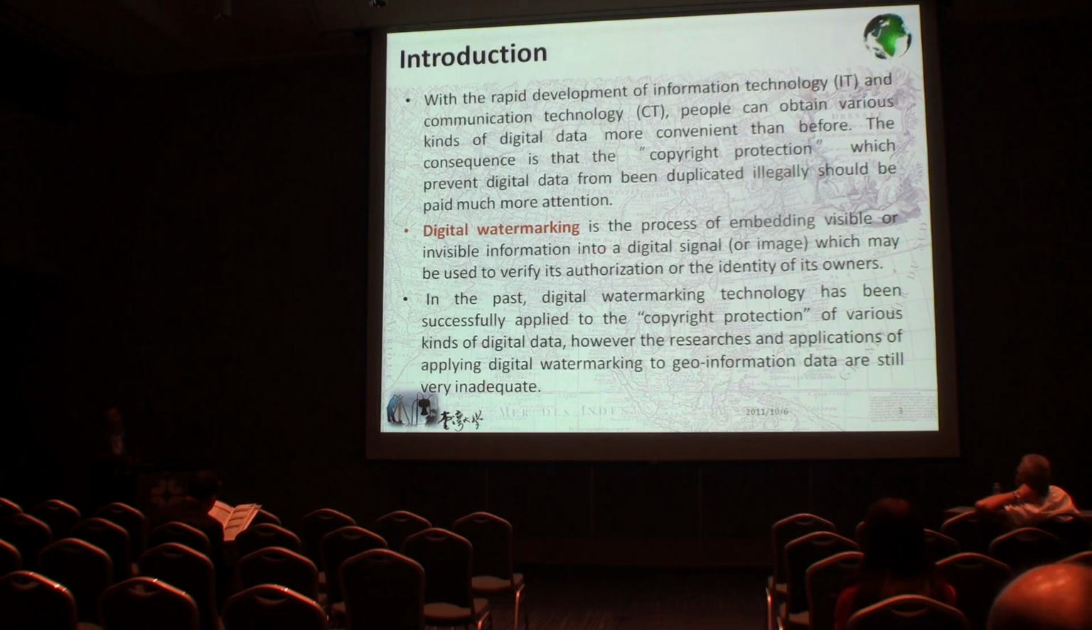And in this study, we are focused on photogrammetry images. In the past, digital watermarking technology has been successfully applied to various kinds of digital data, for example, music and photos taken by commercial digital cameras. But it is rare to apply digital watermarking to spatial information. So this is our study issue.